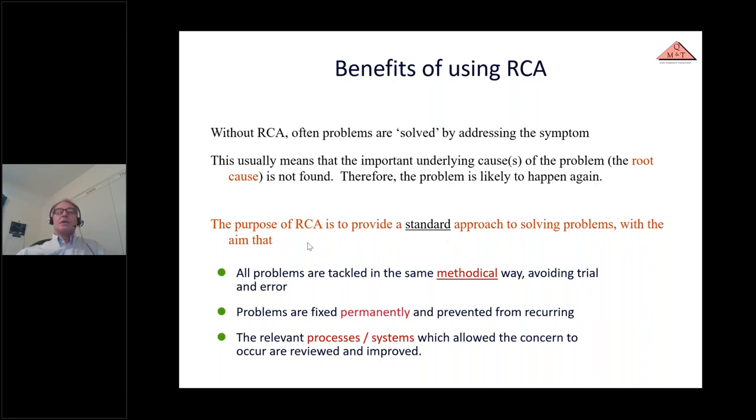The purpose of RCA is to provide a standard approach to solving problems, with the aim that all problems within the organisation, within industry, are tackled in the same methodical way, avoiding trial and error. Problems are fixed permanently and prevented from recurring. The relevant processes and systems which allowed the concern to occur are reviewed and improved. So these are very useful benefits which are attainable.